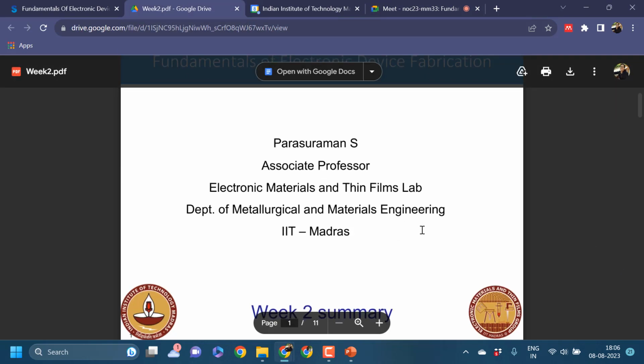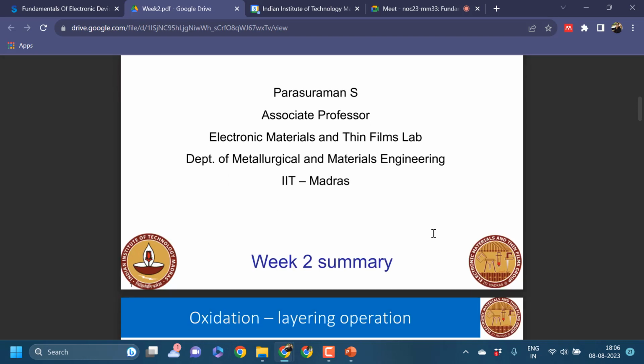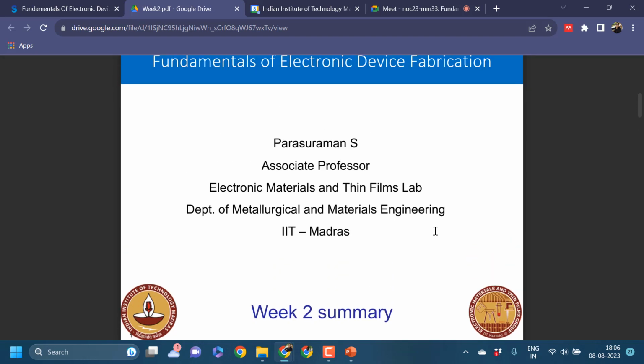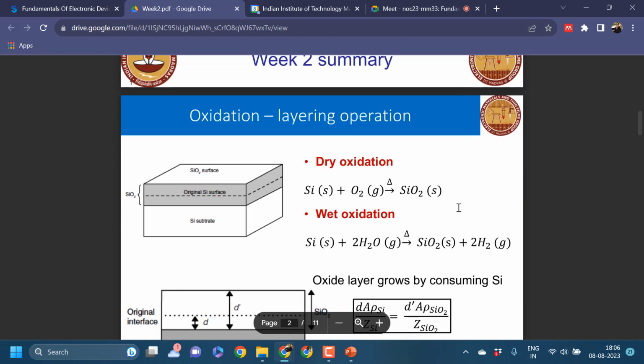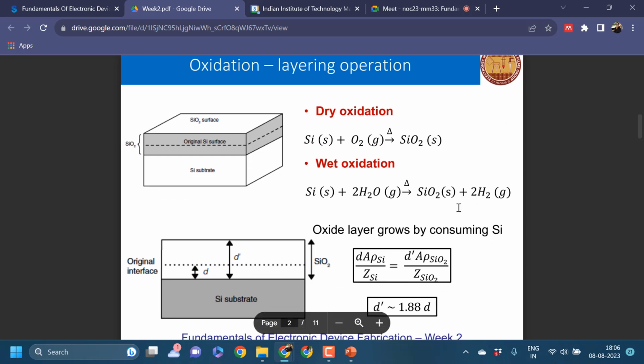If you have gone through the summary PDF that has been uploaded as part of the assignment, we can see that in this week you were introduced to the concepts of layering, lithography or patterning, as well as probing. Those were the three lectures. The first lecture was in depth on the oxidation or the layering operation.